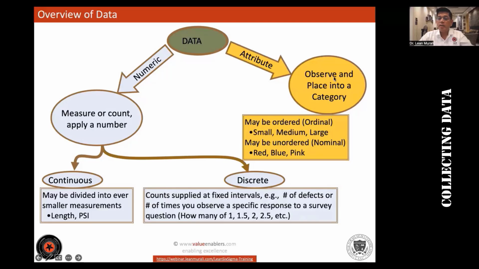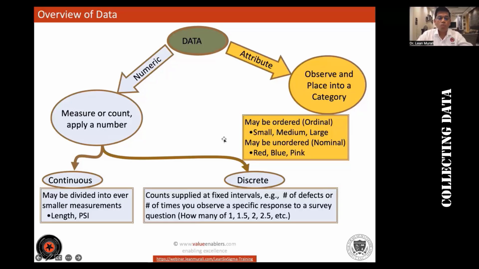And if you see the attribute data, it is binary, ordinal, and nominal. All of you know binary, right? Binary is yes or no, true or false, go or no go, pass or fail, and all that. Ordinal means data in order, like small, medium, large.